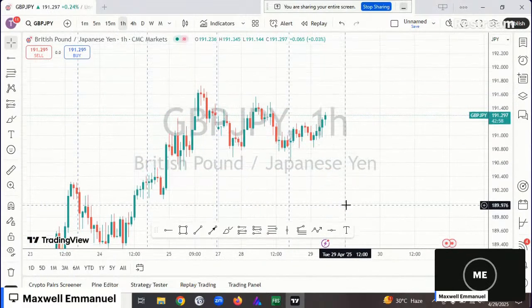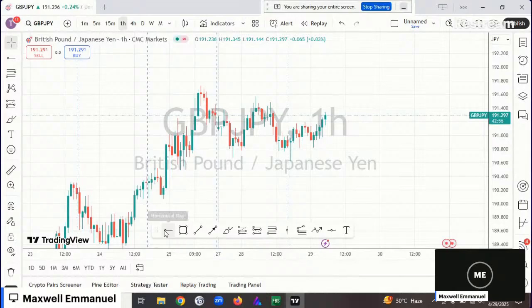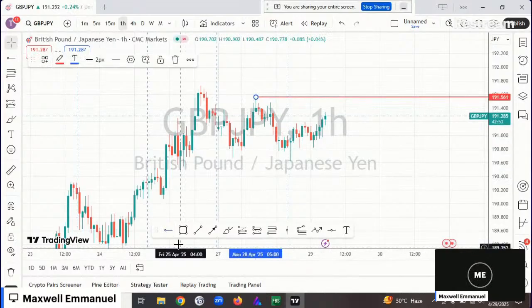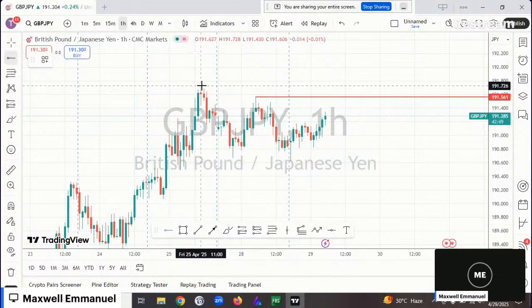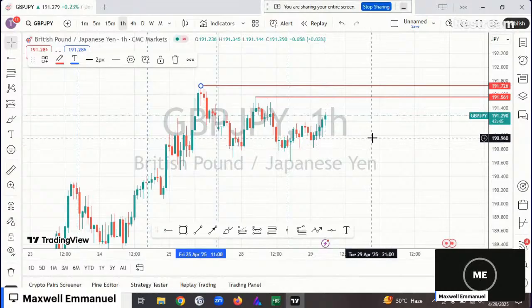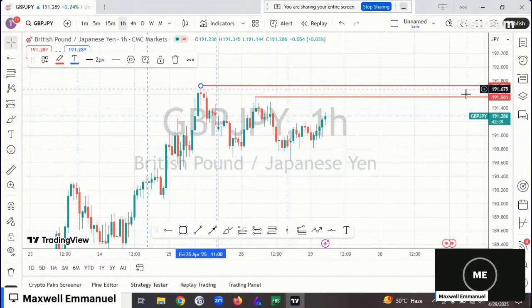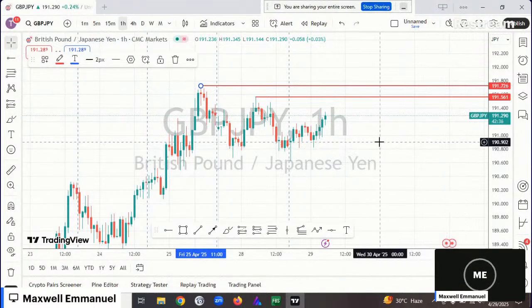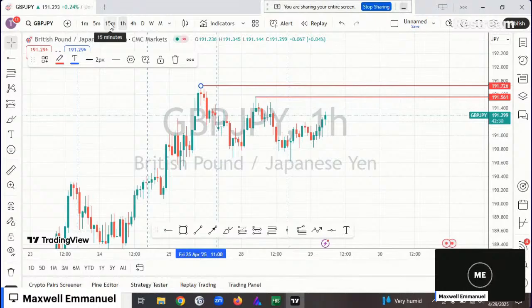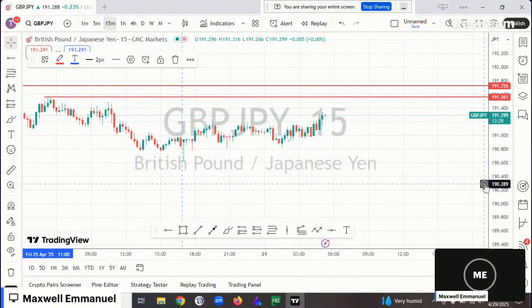GJ is coming for these highs. These highs will be the next target, with all the liquidity residing at this previous high. That's where GJ is aiming for. Currently at 191.28, and if you're setting your TP at 191.78, that's about 50 pips profit.